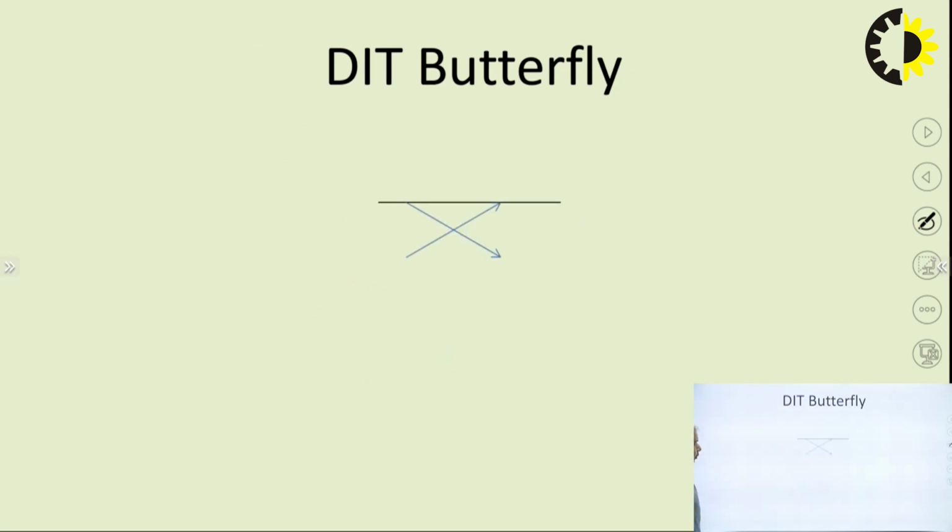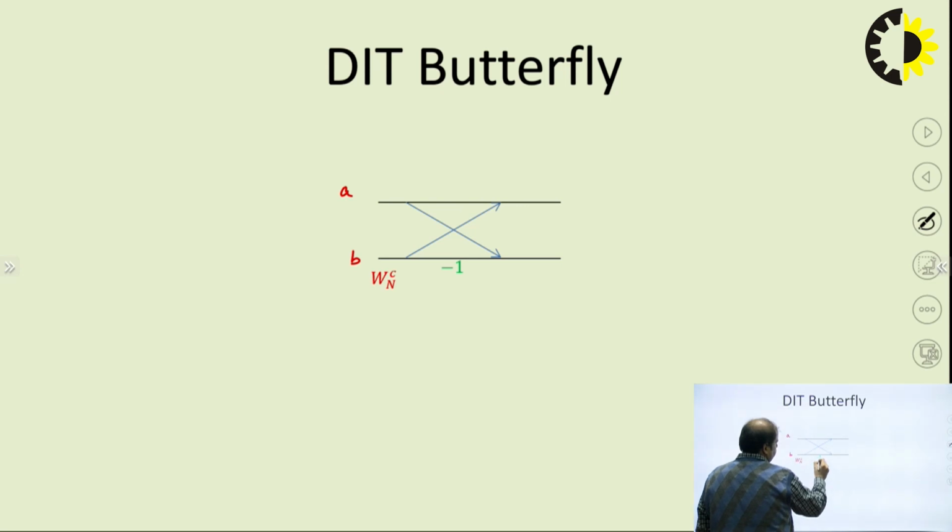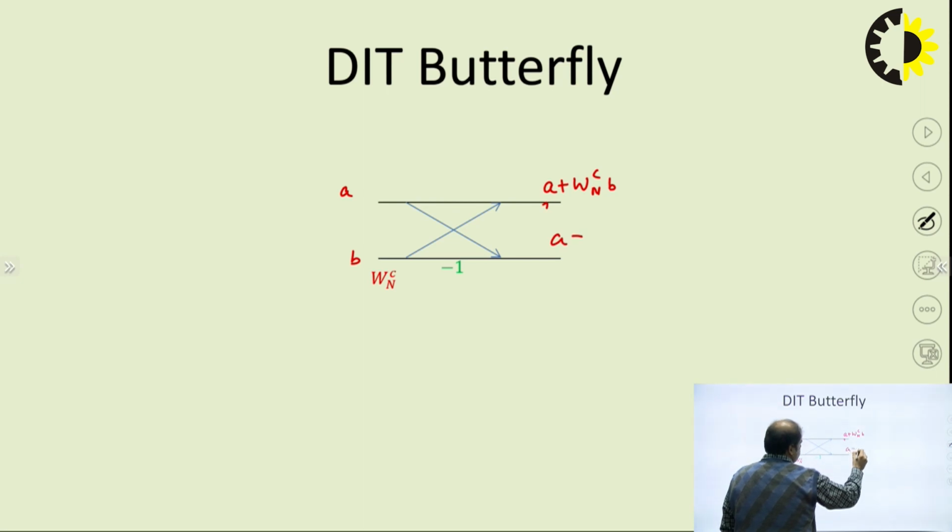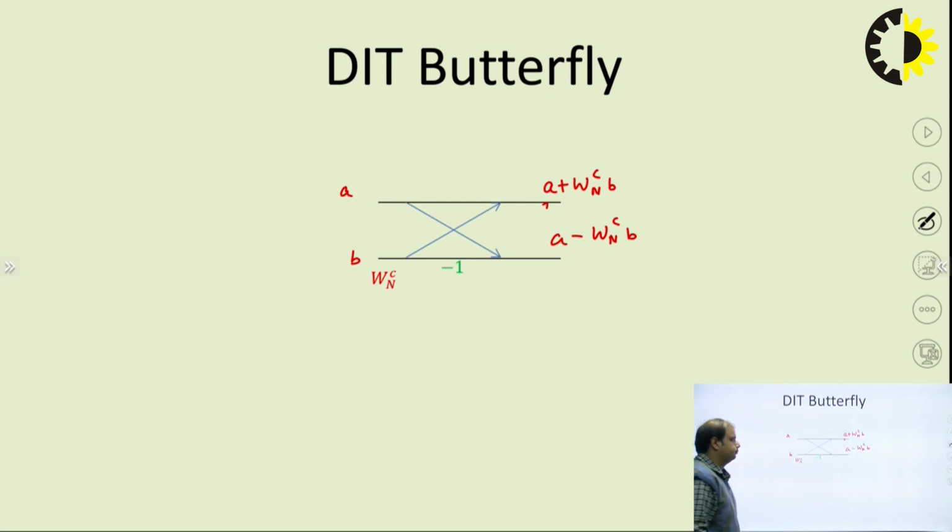The butterfly diagram in this case is like this, the simplest butterfly diagram. Suppose here we have A and here we have B. Then, as for the connection, since the negative sign is here, we will always get A plus WN to the power c into B here, and here we will get A minus WN to the power c into B. Correct. So this is how we solve the DIT butterfly.